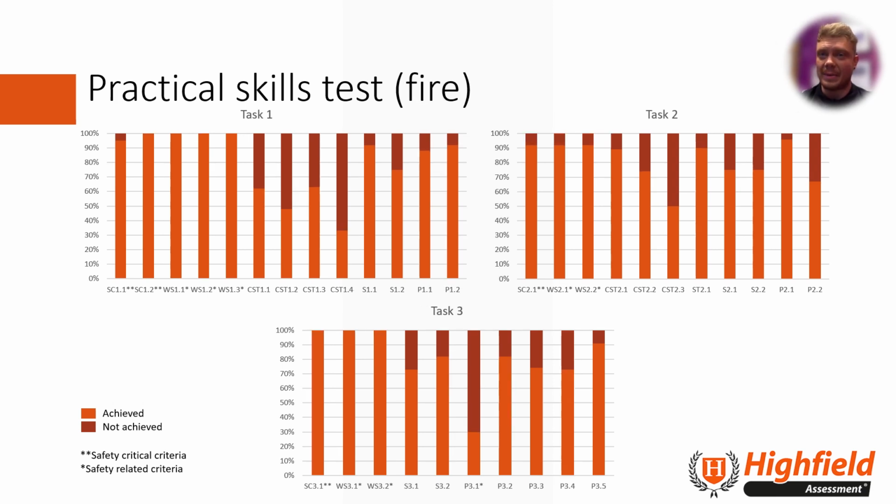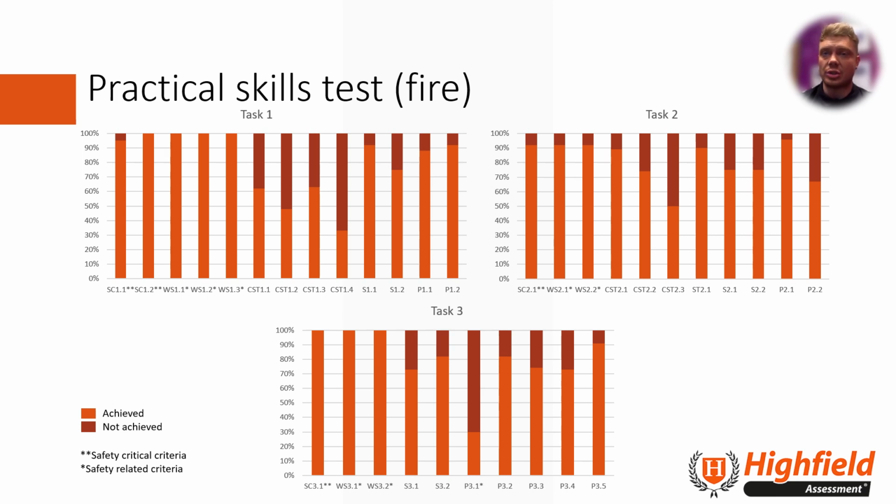Moving on to the fire pathway. Again, you can see the percentage of learners who have achieved full marks for these criteria in orange, and the proportion of red identifies the number of learners who have not achieved the full marks that were available for that criteria. Total marks in this pathway are 98, with the learner needing to score at least 60% plus all the safety critical and safety related in each task to pass.